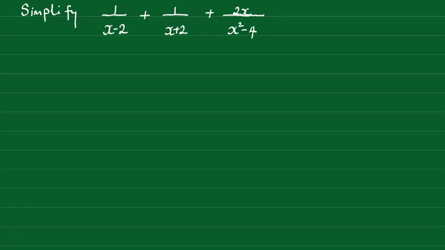Guys, welcome. Today we have this question from JAMB 1996, question 26, where we've been asked to simplify 1 divided by x minus 2 plus 1 divided by x plus 2 plus 2x divided by x squared minus 4. So straight up into this, we write solution.